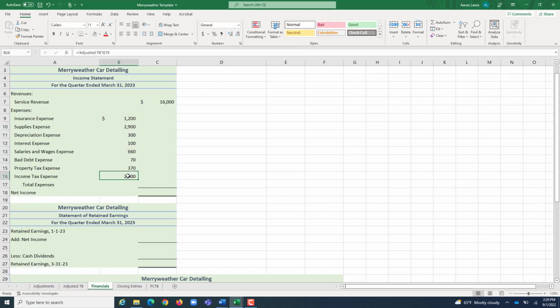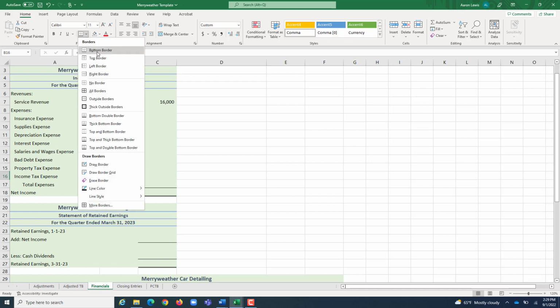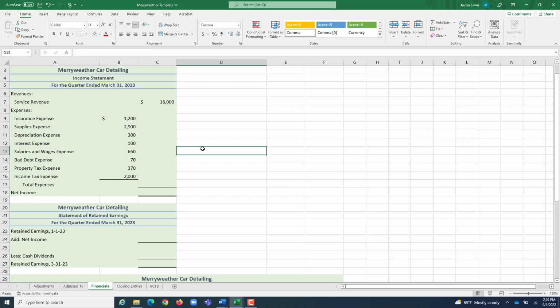And then lastly, for good formatting, I do want a line underneath income tax expense. So if it erases yours when you fill handle, just go up here to the border button. Mine's already set to bottom border, but you would click it right up here and bring your bottom border in. So what are our total expenses?